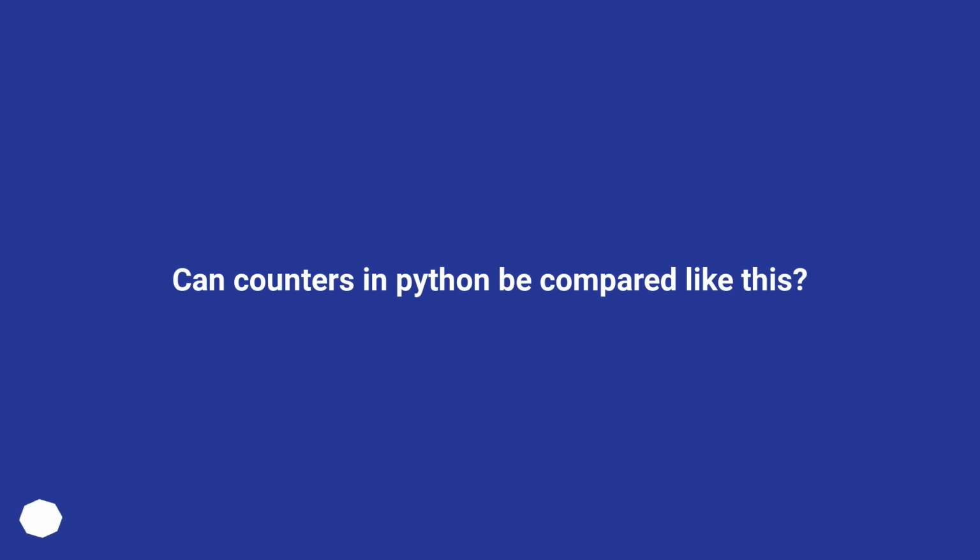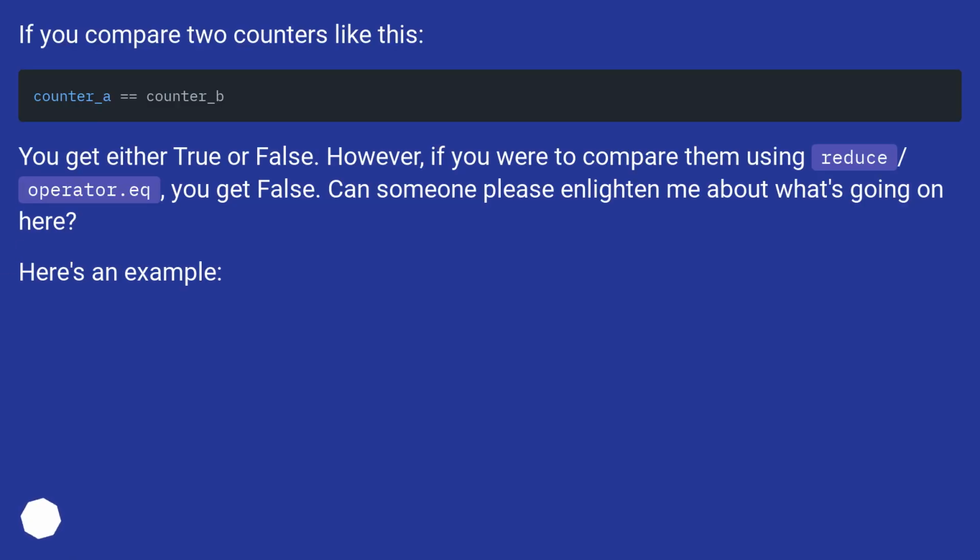Can counters in Python be compared like this? If you compare two counters like this, you get either true or false. However, if you were to compare them using reduce/operator.eq, you get false. Can someone please enlighten me about what's going on here? Here's an example.